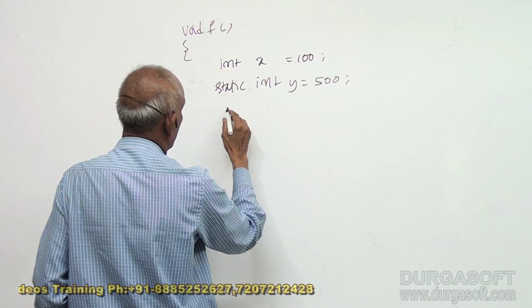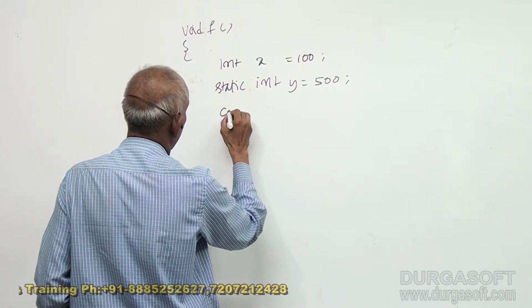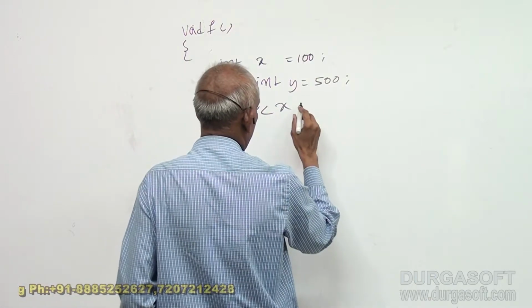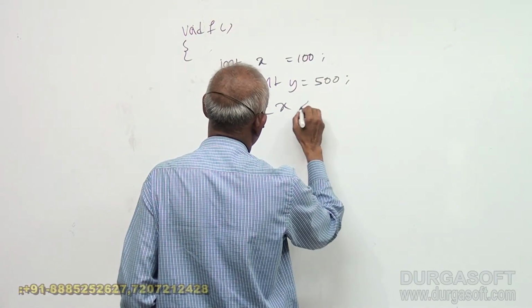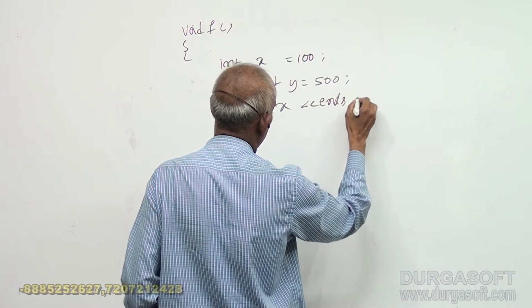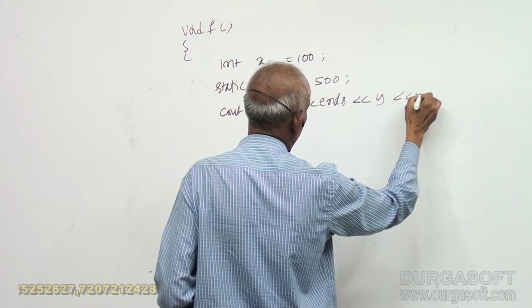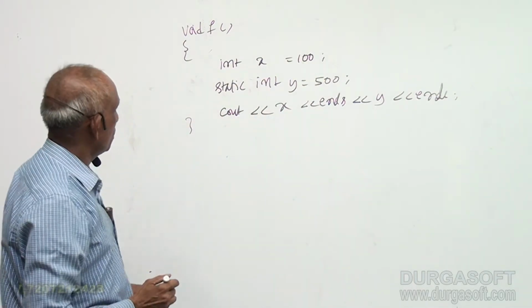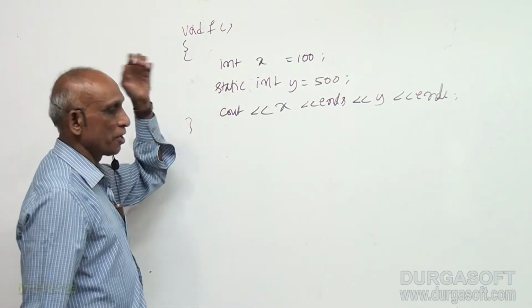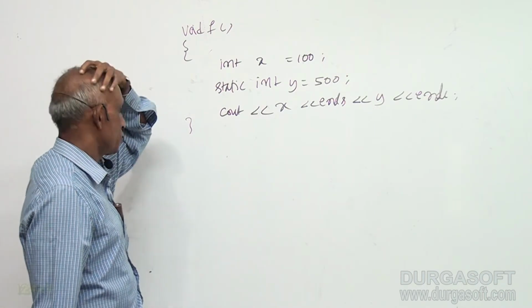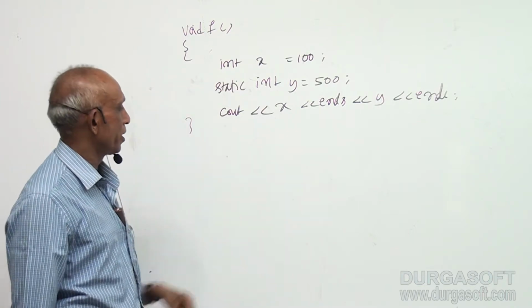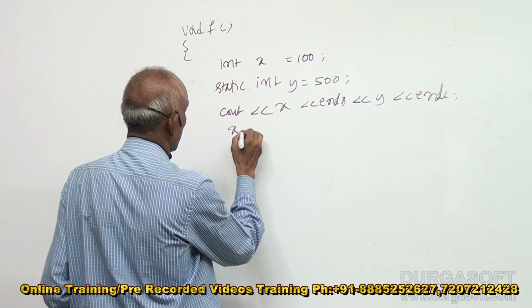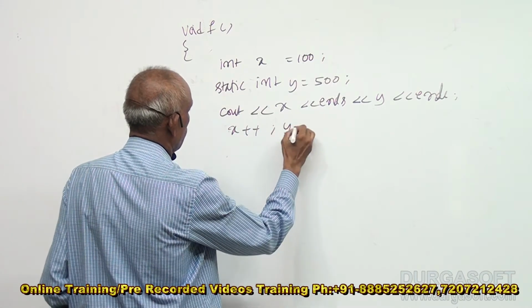Then cout x, space, y, end line. So in this function there is an automatic variable x with value 100, a static variable y with value 500. I am displaying both, then I am incrementing both, x plus plus, y plus plus.